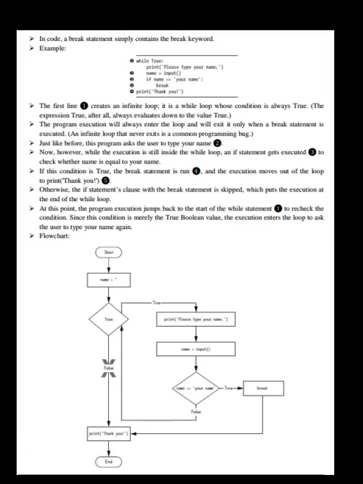At this point, the program execution jumps back to the start of the while statement to recheck the condition. Since this condition is merely the true boolean value, the execution enters the loop to ask the user to type your name again. See the flowchart here.